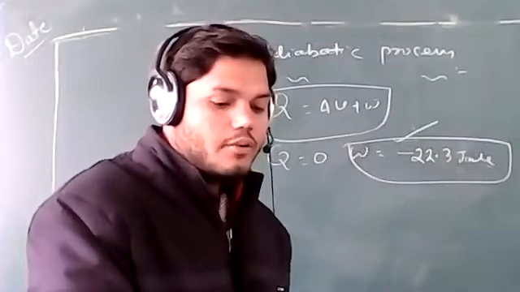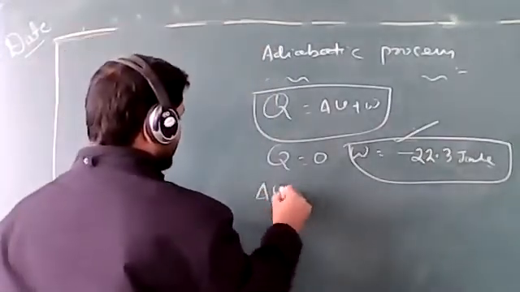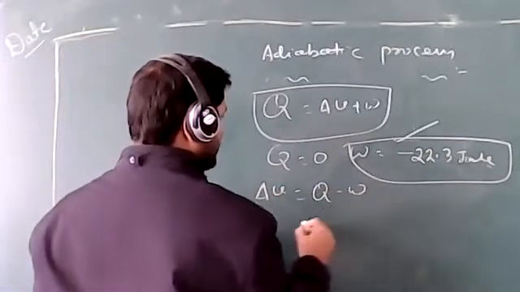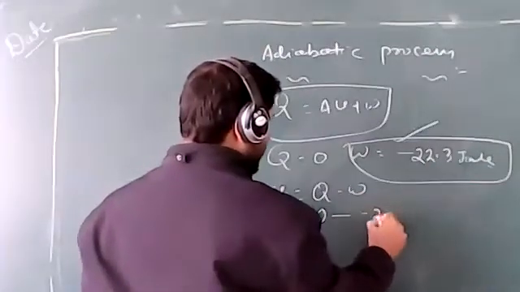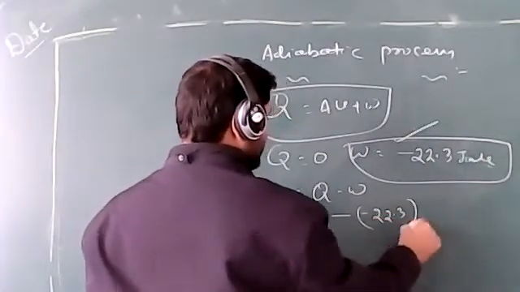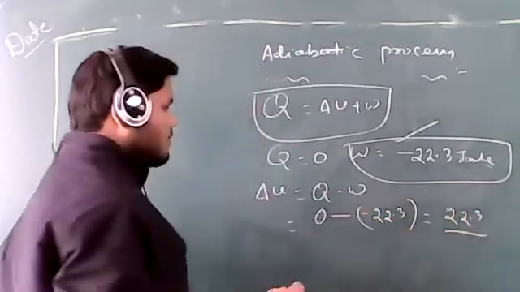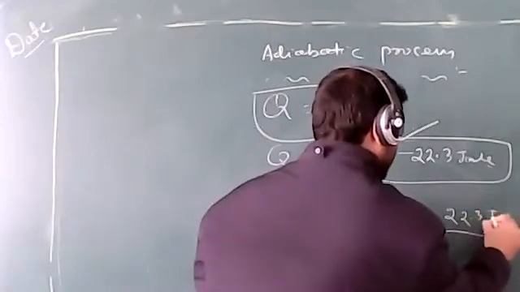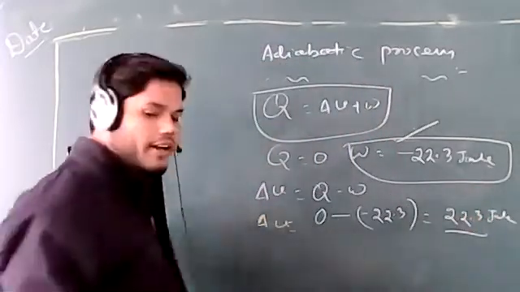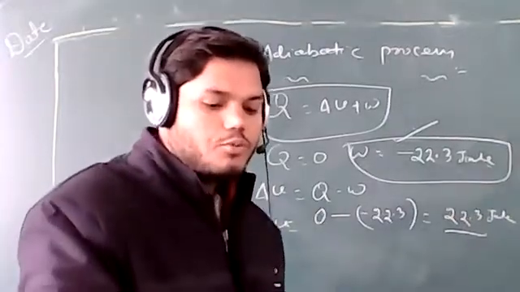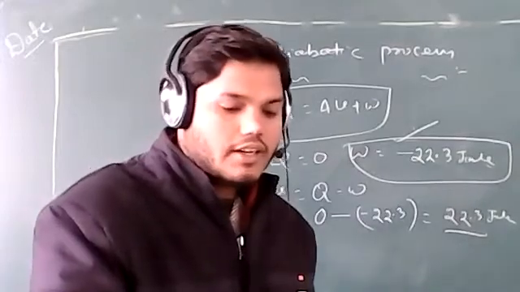Okay, and you have to find out delta U. What is the formula of delta U? Delta U equal to Q minus W. Yes or no? So Q means 0, minus W. W means minus 22.3, so minus of minus will be plus. So it will be 22.3 joule. We have found delta U equal to 22.3 joule.